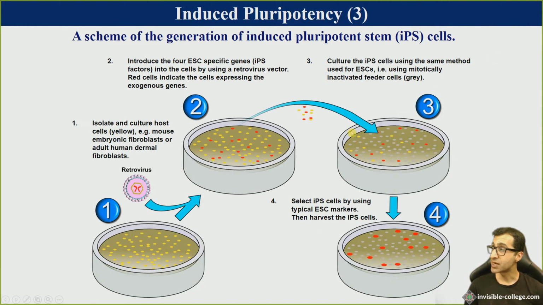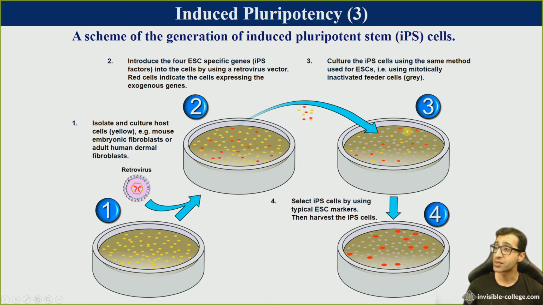So here is essentially the scheme or the method by which we can induce pluripotent stem cells or iPS cells. So we start with isolating and culturing host cells, which are yellow here in this diagram of the culture. So an example of this would be the mouse embryonic fibroblasts or adult human dermal fibroblasts. We then introduce the 4 ESC specific genes, which are iPS factors, into the cells by using a retrovirus vector, and again we'll talk about some of these vector techniques later on. Now the red cells here indicate the cells expressing the exogenous genes.